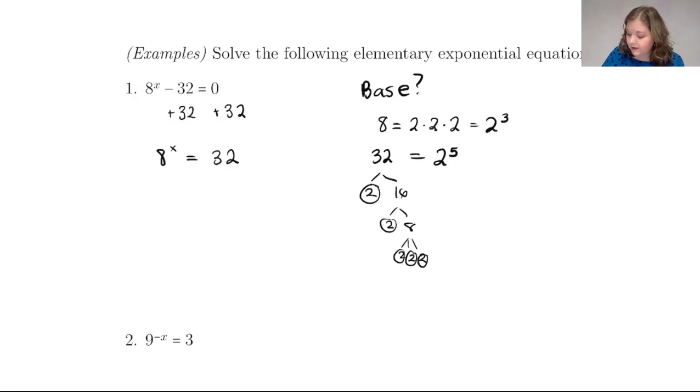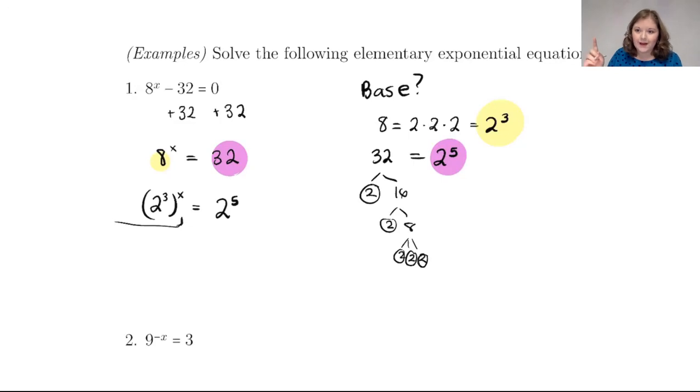Okay. So now we're going to take 8 and write it as 2 to the 3rd. And then we'll take 32 and write it as 2 to the 5th. So in the end, we have 2 to the 3rd to the x equals 2 to the 5th. So now we want this side to just be written as 2 to one power, not 2 to a power raised to another power. When we have a power raised to another power, that means we can multiply those. So 2 to the 3rd to the x power can become 2 to the 3x.